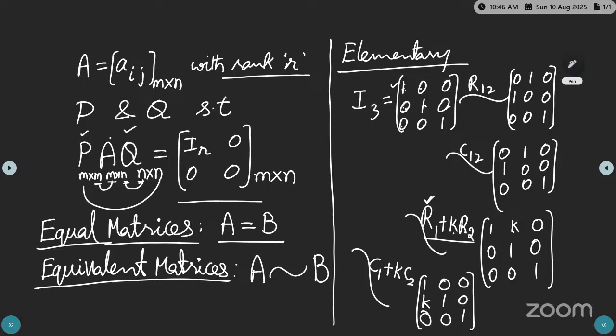A square matrix obtained from an identity matrix by a row or column transformation is known as an elementary matrix.